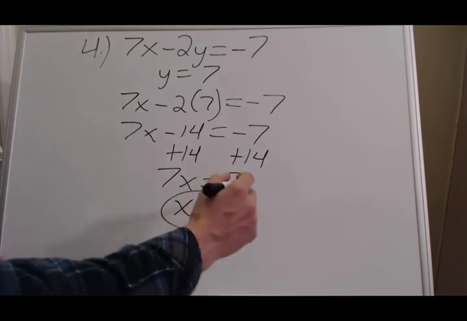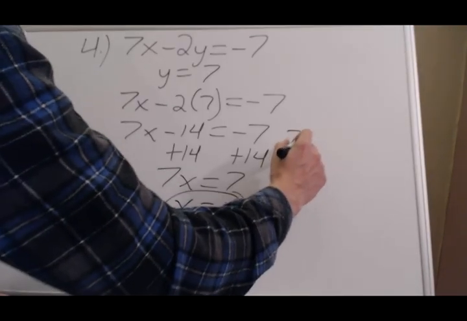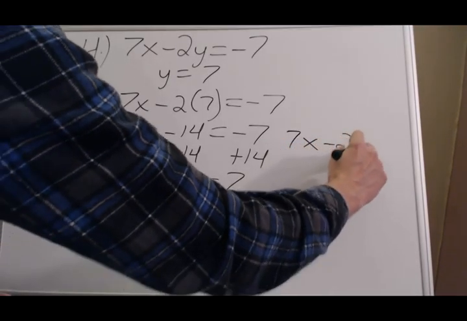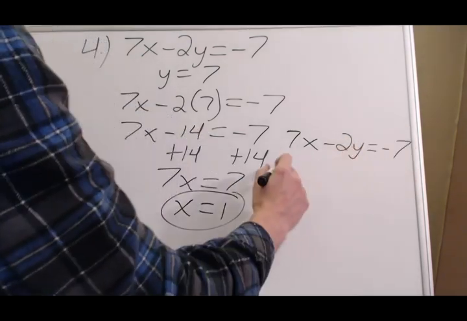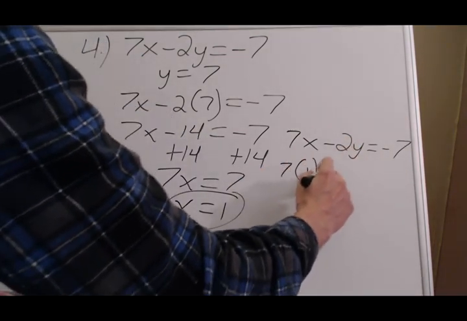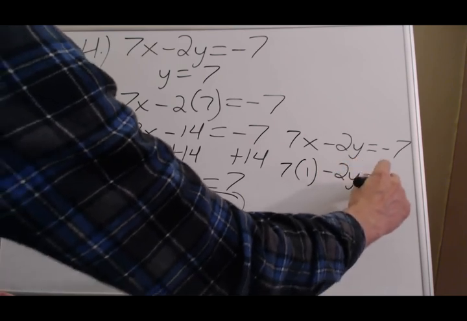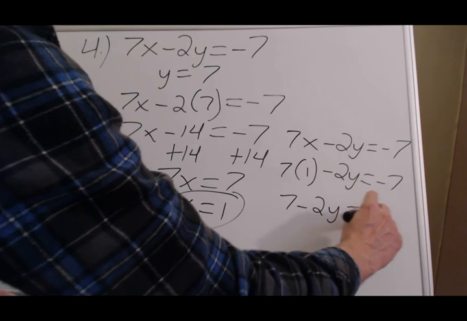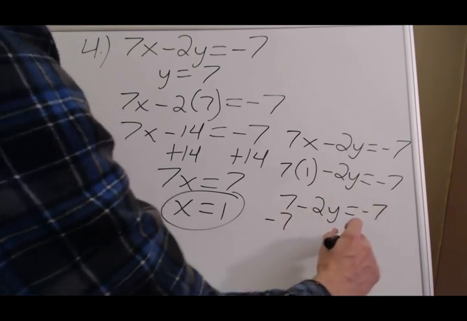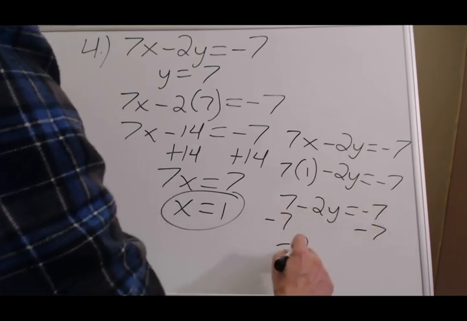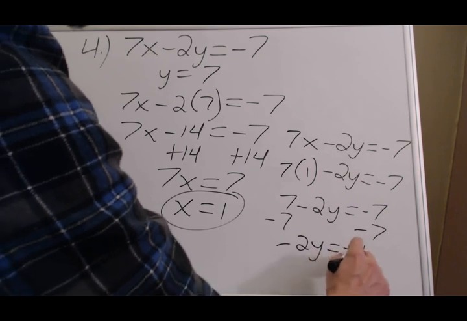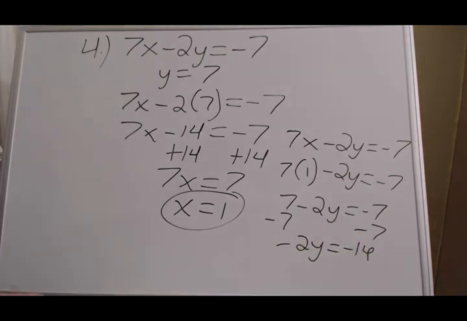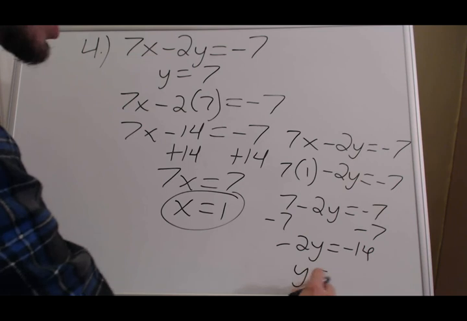Halfway there. We'll plug back into one of the original equations. 7x minus 2y equals negative 7. 7 times 1 minus 2y equals negative 7. This gives us 7 minus 2y is equal to negative 7. We'll subtract 7 from both sides. We get a negative 2y is equal to a negative 14. When we divide out a negative 2, we get y is equal to 7.